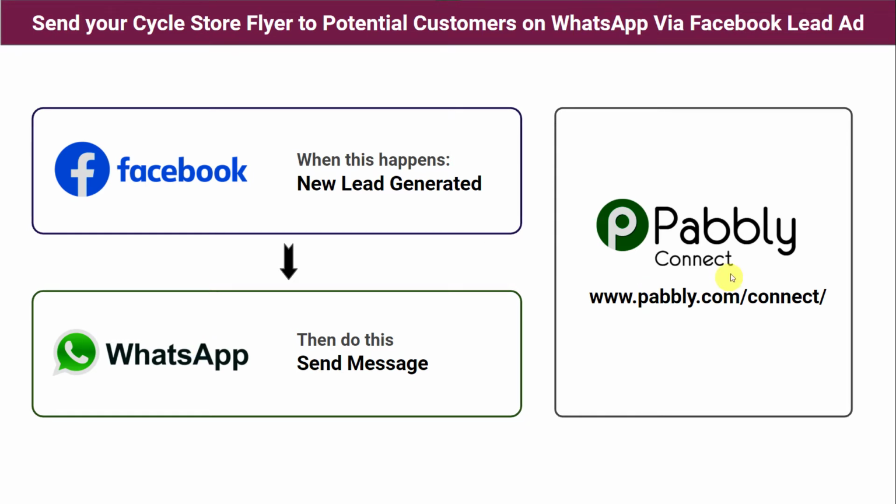So basically, Pabbly Connect is an automation and integration software which will help us in integrating Facebook with WhatsApp automatically. The best part here is it doesn't require any coding skills or programming knowledge. Even a non-technical person can do this very easily. So let us check this in real time.